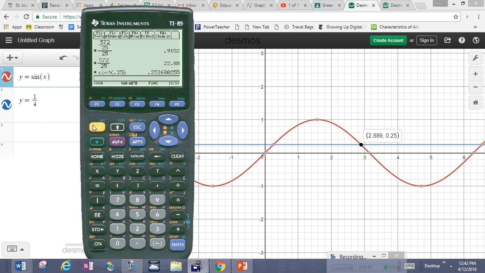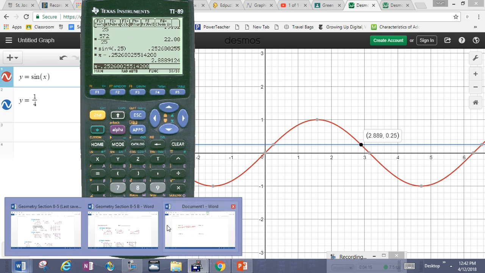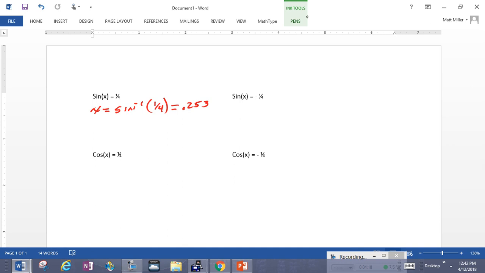I'm going to say pi minus that previous value, and what is it? There it is, 2.889. So, coming back to answer that, the second hit was at x equals pi minus the inverse sine of 1/4, which was about 2.889.